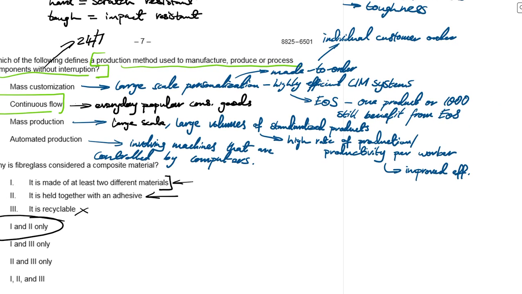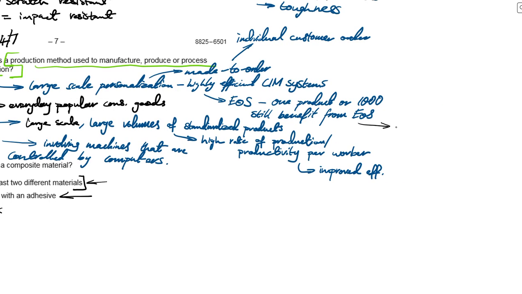So we have a high output just like mass production and continuous flow, but now we're using CIM systems. For those of you who are HL, we have computer integrated manufacture. They're highly efficient. That gives us economies of scale, and so we can produce 1, 10, 100, 1,000 products. And either way, we're still benefiting from economies of scale with things like maybe advanced 3D printing.